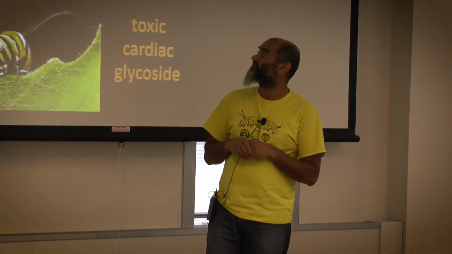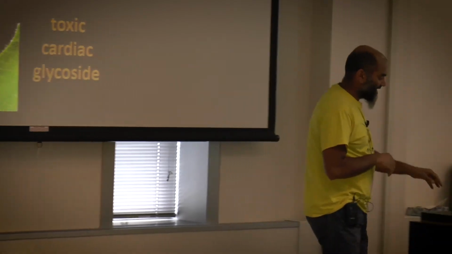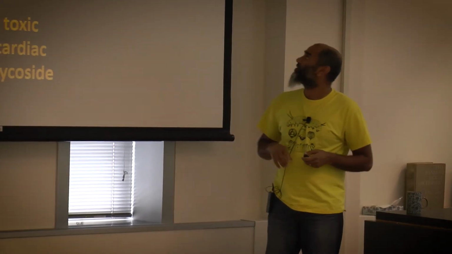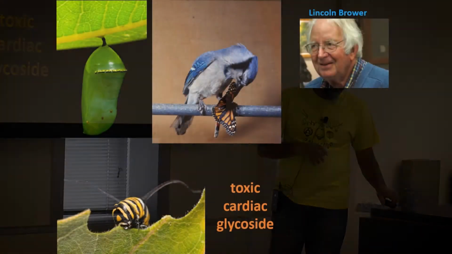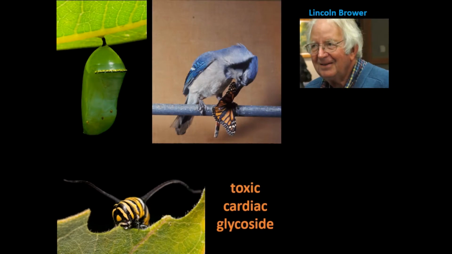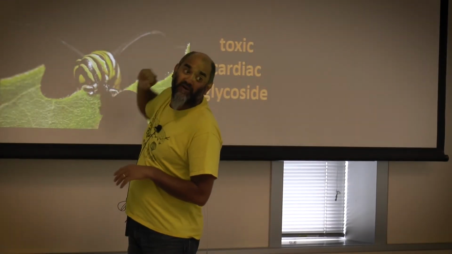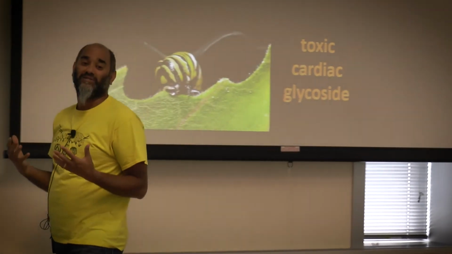The monarch butterfly was famously shown in the late 1950s, largely through the work of Lincoln Brower, to take the toxins from the plant, keep them in the chrysalis phase, and keep them in the adult butterfly phase. They're most concentrated in the wing scales, in the outer parts of the butterfly. Why? Because presumably the butterfly can afford to lose a little bit of its wings, especially if it causes that bird to feel sick or to taste something bitter.